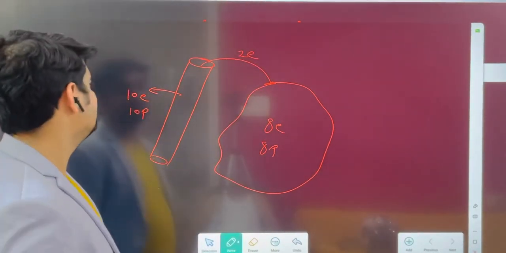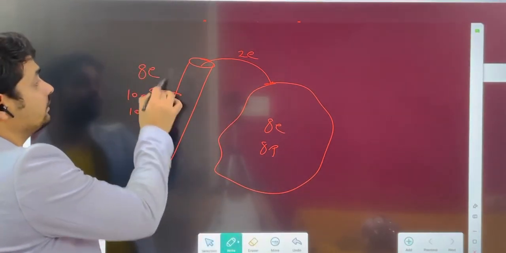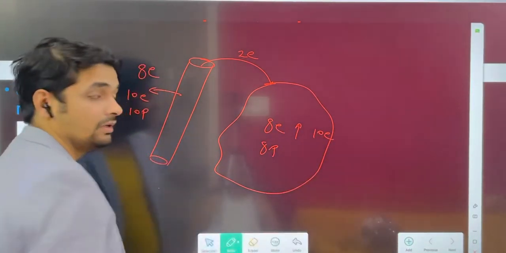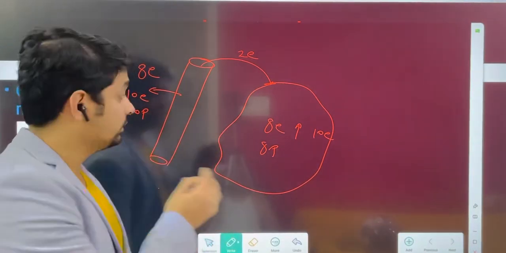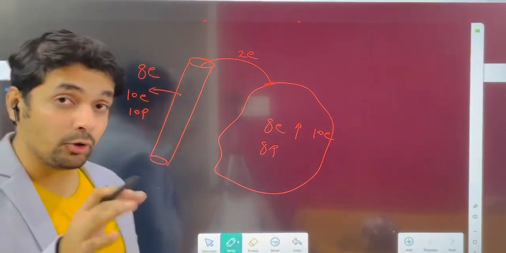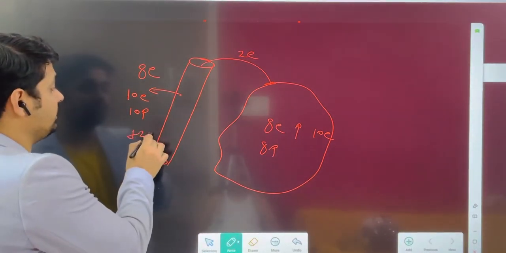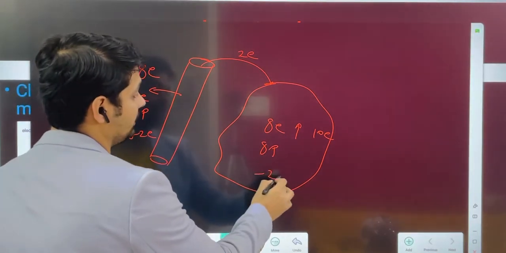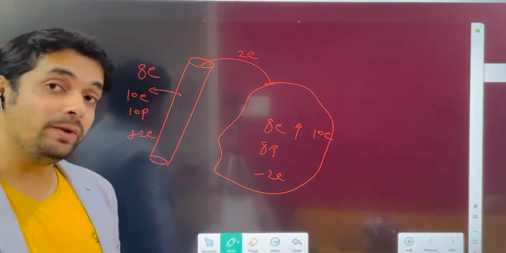So now what will happen? If 2 electrons get transferred, then here there are 8 electrons, and here the number increased to 10 electrons. Initially the number of electrons and protons were the same in both, but now here electrons are fewer and 2 protons are more, and protons carry the positive charge. So now here the charge is plus 2e, and at the same time here the charge is minus 2e, because here 2 electrons are extra.